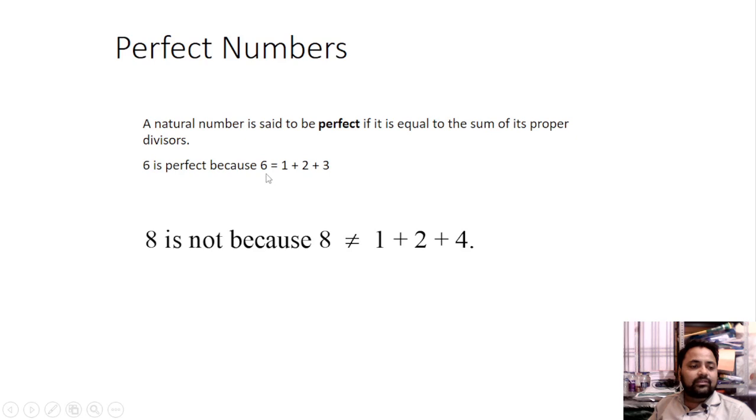Like here, 6 is divisible by 1, also by 2 and by 3, and if we add 1, 2 and 3 it gives 6, so 6 is a perfect number. 8 is not, because 8 is divisible by 1, by 2 and by 4, but if we add 1 plus 2 plus 4 it does not give 8, so here 8 is not a perfect number.